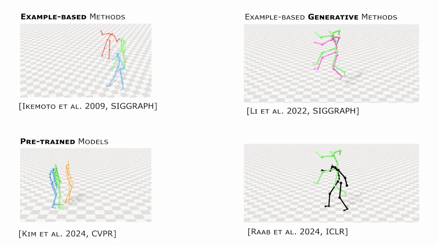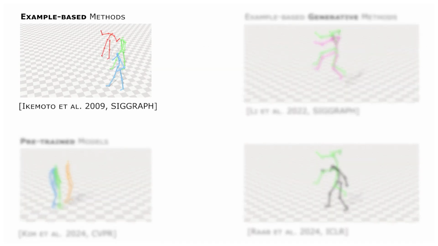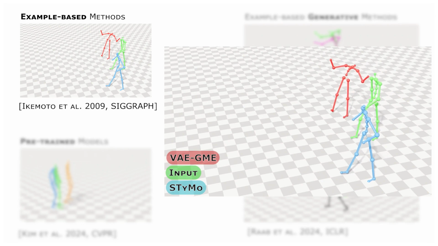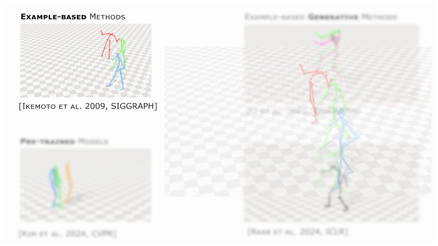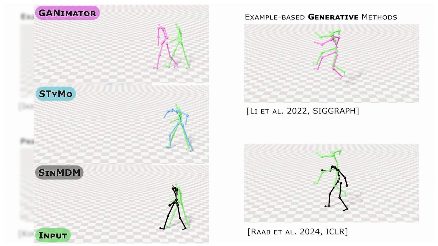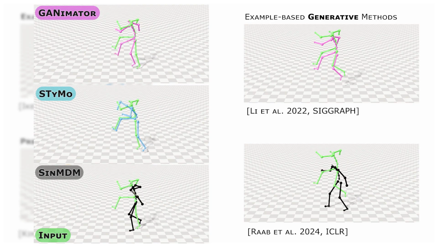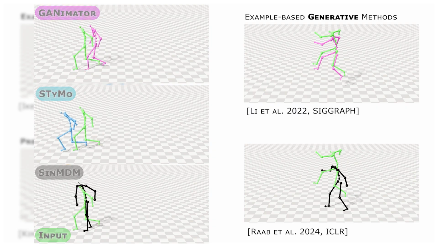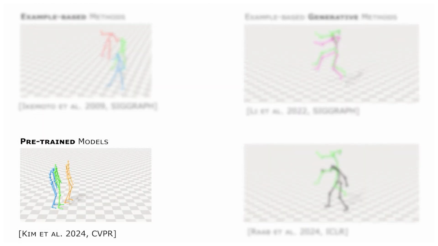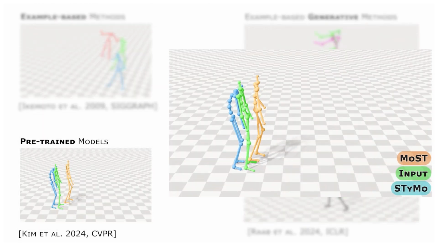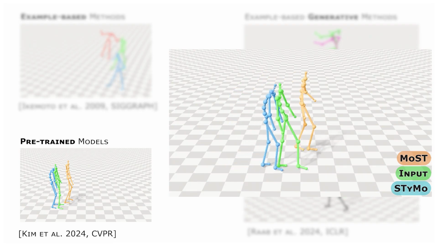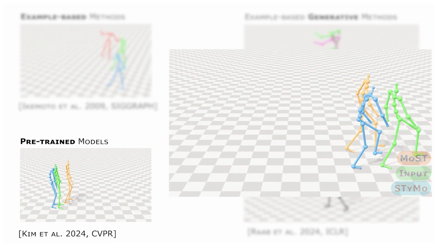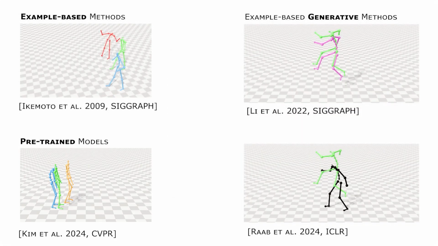Current approaches struggle in a few-shot setting. Example-based methods like GME often fail on complex dynamics. Generative models like Ganimator and SynMDM require the input content to match the training data. Meanwhile, pre-trained models, like MOST, fail to generalize to novel styles and input content outside their training set and require hours of stylized data, which does not solve the current bottleneck of style motion authoring.